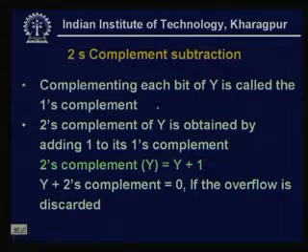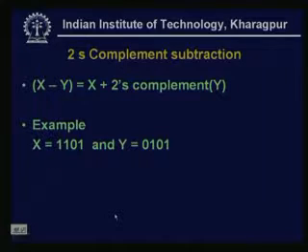Complementing each bit of y is called the 1's complement, that means flipping the bits, which we have just discussed. Now, the 2's complement of y is obtained by adding 1 to its 1's complement, just now we have seen and derived that. Then the 2's complement of y is y plus 1, and y plus its 2's complement equals 0 if the overflow is discarded. So, in this way we will get that x minus y is x plus the 2's complement of y.